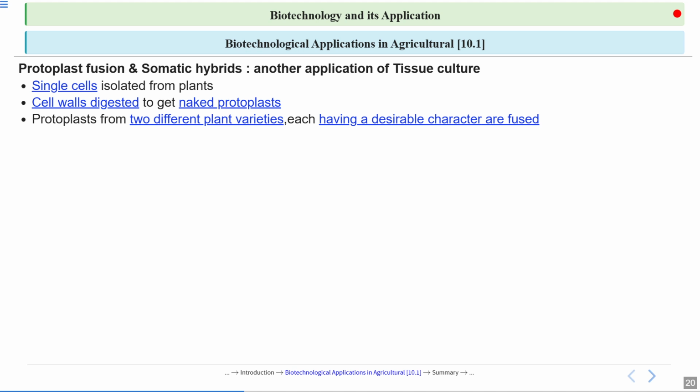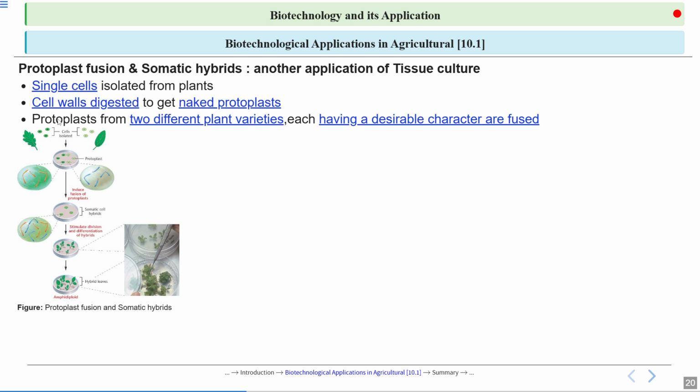Means we have taken two plants, and we have taken single cells from each plant. Then we removed the cell walls to make naked protoplasm, which does not have a cell wall. Because these are taken from two different plant varieties, each having their own desirable characters, we will fuse the protoplasm of these two different plant varieties.